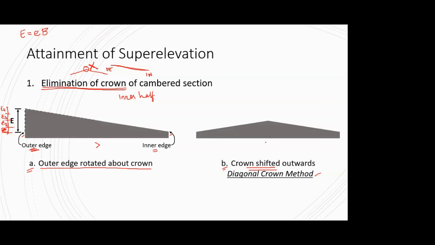So what I will do is, I shift my crown. Again, these are my outer edges and inner edges, and this is the crown. And what I am saying is, in method number B, my crown will be shifted. Now where you will shift it, obviously you will shift it towards the outer edge, because you have to raise the outer edge. So your crown will be shifted to the left side, towards the outer edge.